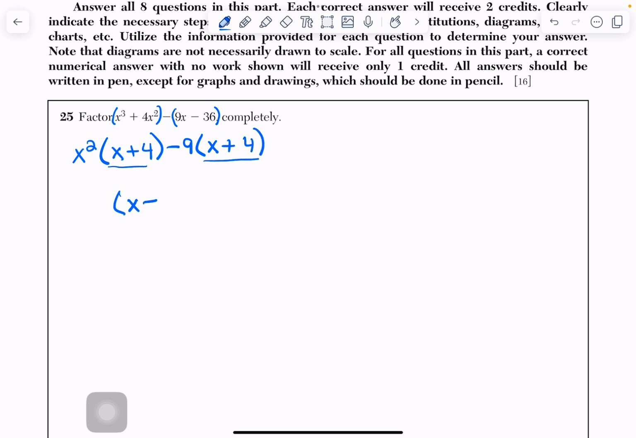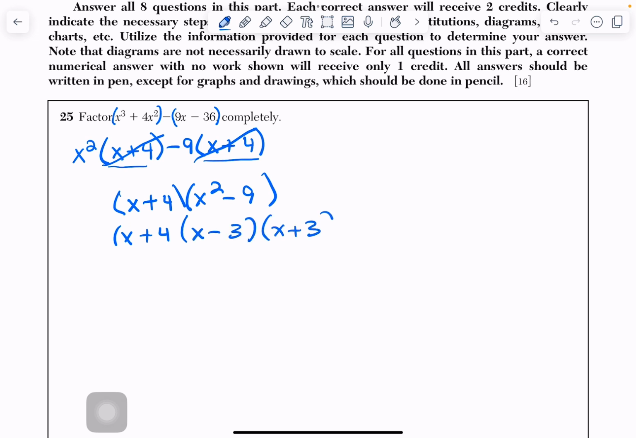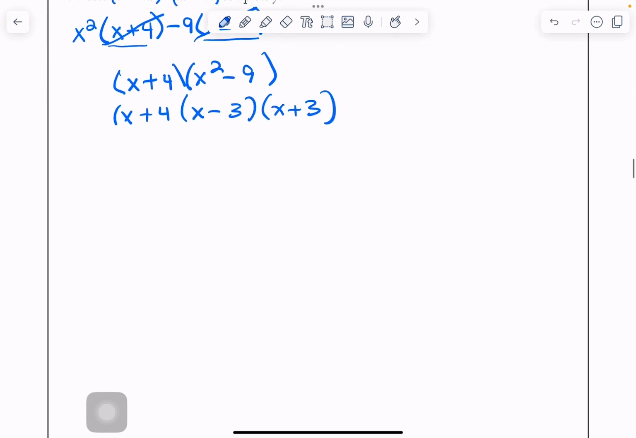Okay, so these two are common factors. So we could factor these out, and we're left with a factor of x squared minus 9, and then we could factor that one again to x minus 3, x plus 3. Okay, so that's 25.